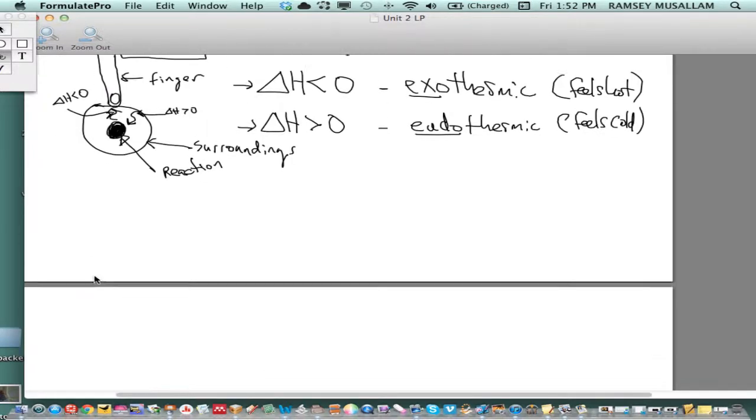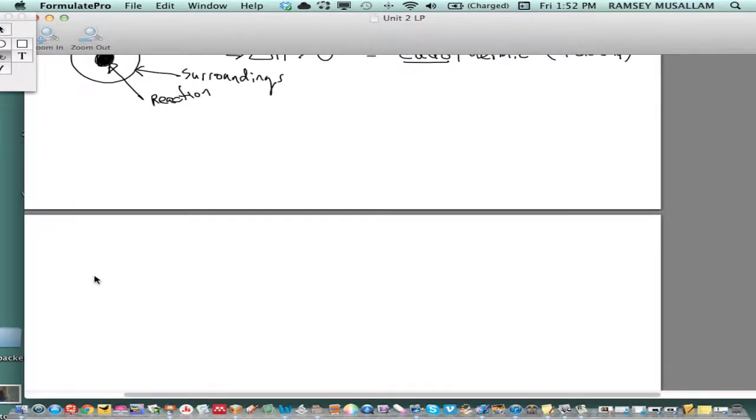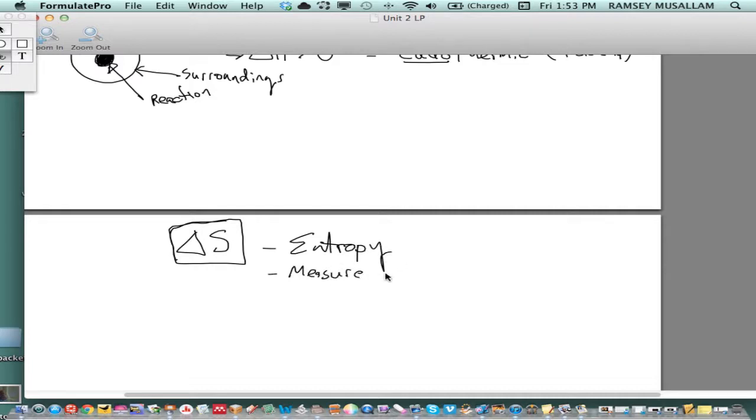All right, there's one more factor now to thermodynamics that goes beyond G and H. Remember I said there's a lot of triangles floating around. There's this factor called delta S. And delta S is called entropy. And what entropy does is it's a measure of disorder.